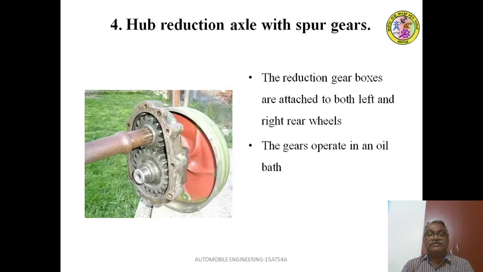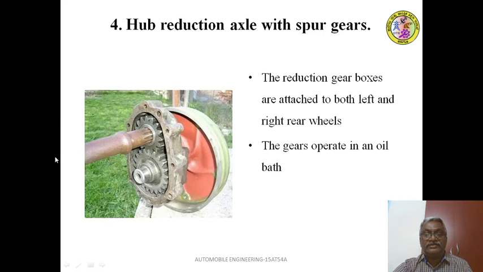So we shall go through this hub reduction axle with spur gears. You can see here, this is the axle shaft and here is the differential with crown and pinion as usual, and here another set of spur gear arrangement is provided. At the end of the axle shaft there is a spur pinion and there is a spur gear. This spur gear is mounted on a stub shaft and the stub shaft carries the wheel hub.